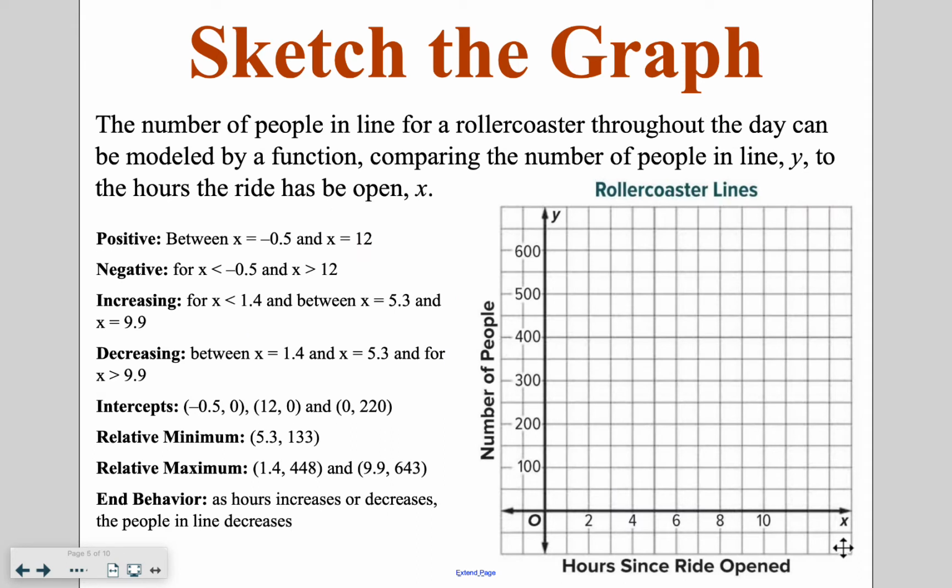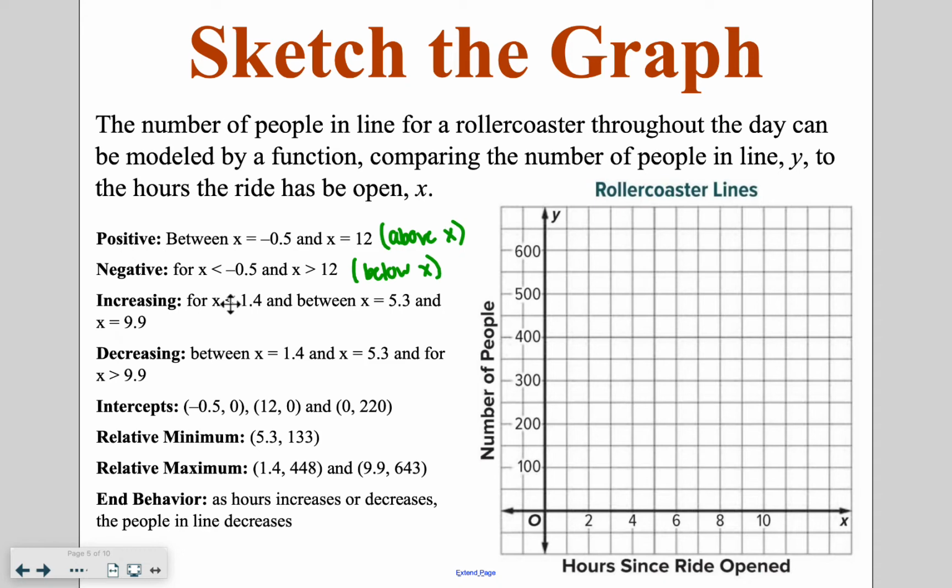Another one, we have the number of people in line for a roller coaster throughout the day, can be modeled by a function, comparing the number of people in line Y to the hours that the ride has been open, which will be X. It says that the graph is positive between negative 0.5 and 12, which means that we need to be above X for those values. So above that x-axis, and then negative when it is less than negative 0.5 and greater than 12. So that's where we are below the x-axis.